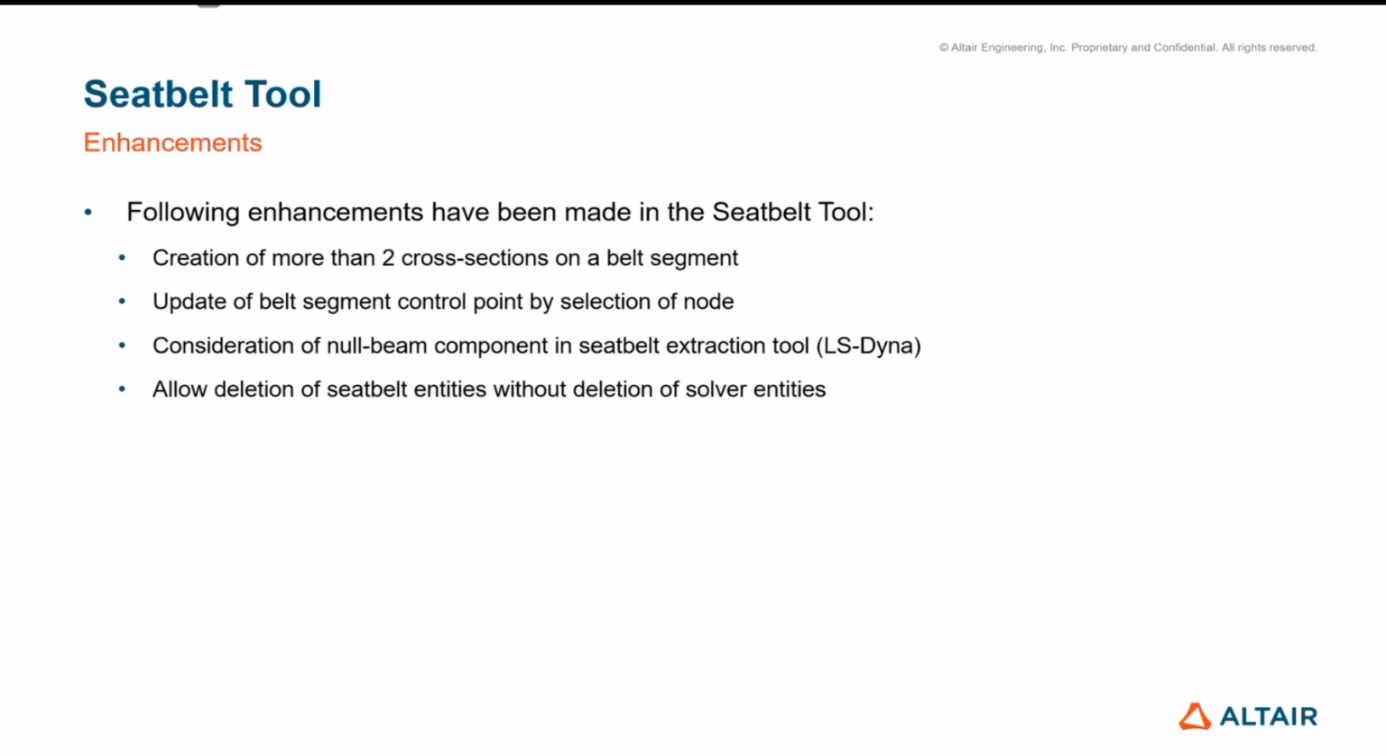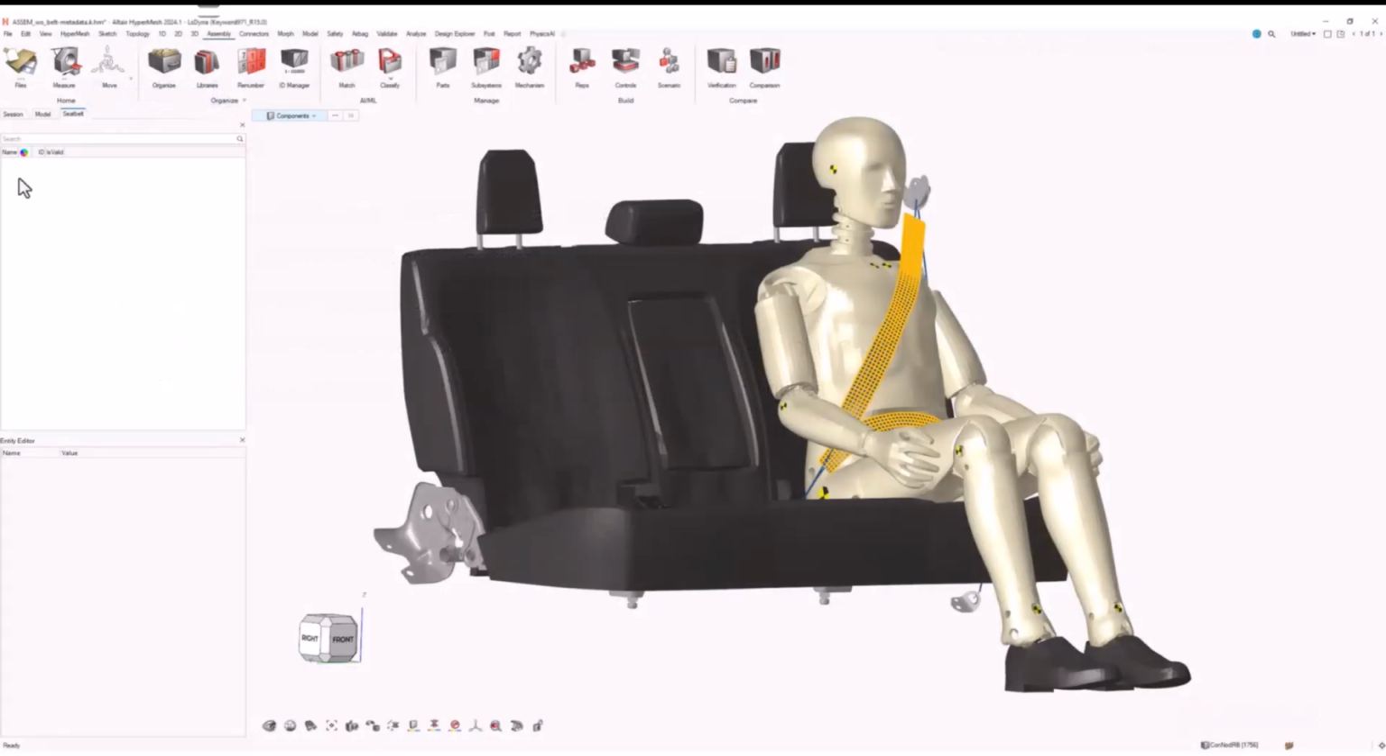And yeah, another one which was a bit annoying for some customers, the fact that when we deleted the seatbelt entity in HyperMesh, it was also deleting the solver entity. So the complete seatbelt was deleted, not just the metadata. So now you have a message box that will appear for the user, where he can decide to keep or not the solver entities when deleting a seatbelt.